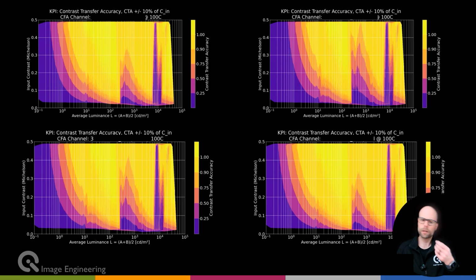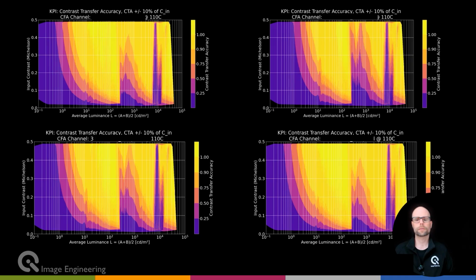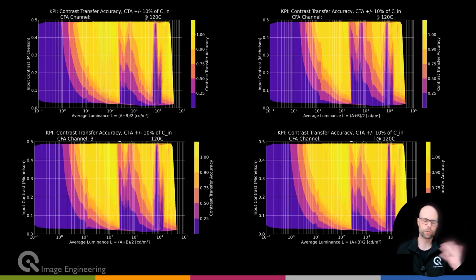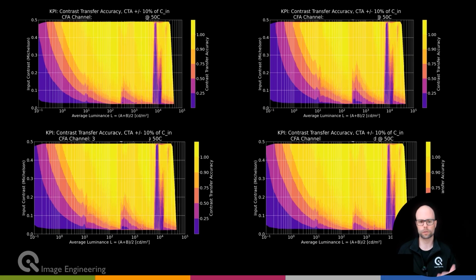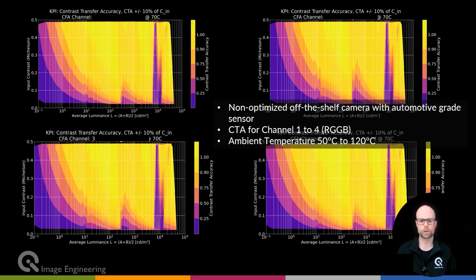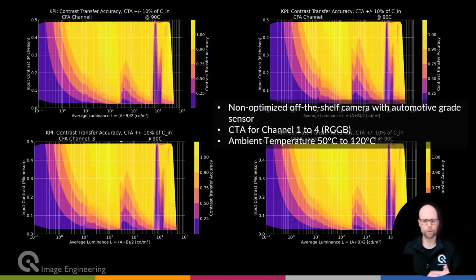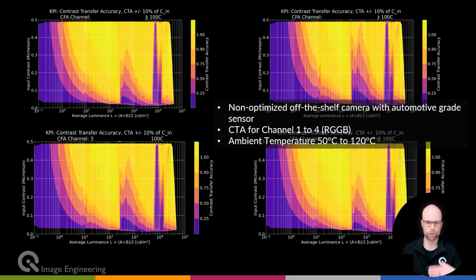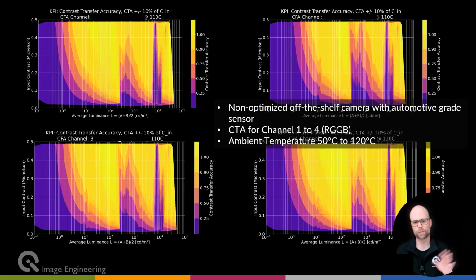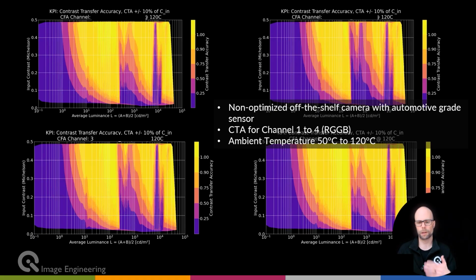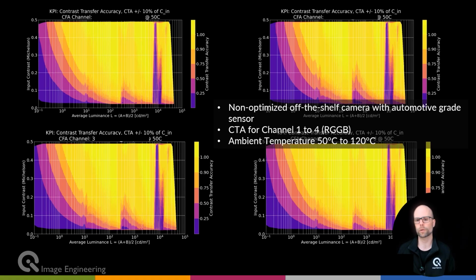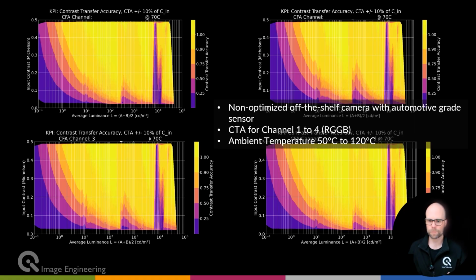So here's an example of a temporal CTA over temperature. I just talked about that, so that's definitely a possibility. And you see here a sensor where we get different behavior, of course, over temperature. This is a not optimized off-the-shelf camera with an automotive grade sensor. We just took the off-the-shelf camera. This is not the best that this sensor can do, but we quite nicely see this is something that you could get as the initial configuration from your sensor supplier. So there is some behavior.